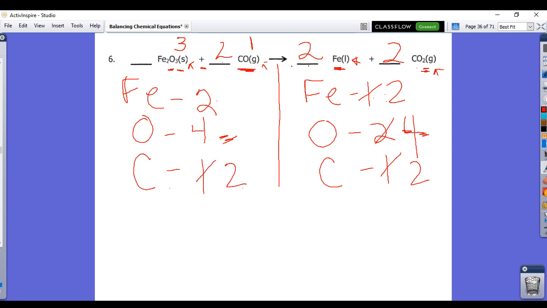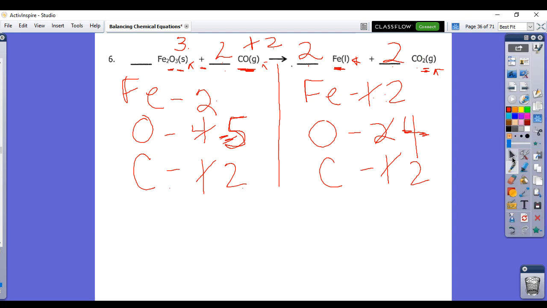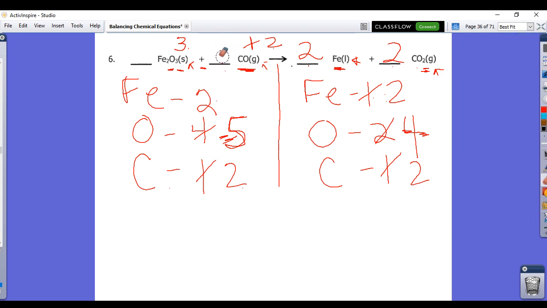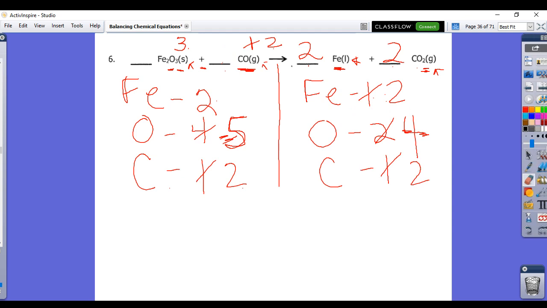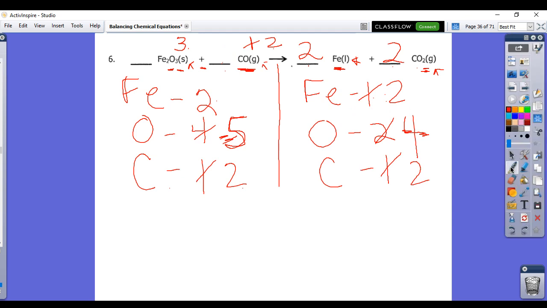But also it changes our oxygen. So 2 times 1 oxygen, that's now 2 on this side. So we've got 2 plus that 3. So that becomes a problem. So the 2's aren't working. So the thing to do is to change your 2 and make it a 3. So you just go up 1. You want to use the smallest coefficient possible. So I'm going to try 3 there to see what happens.